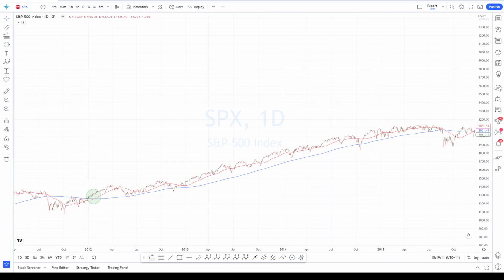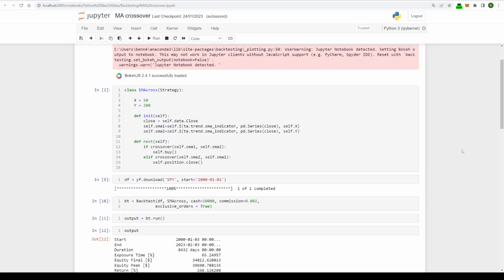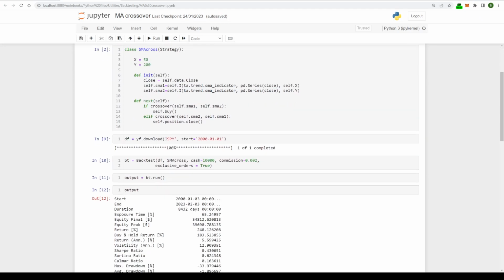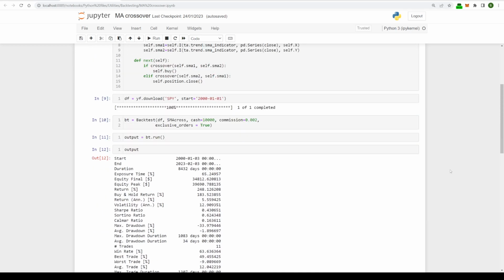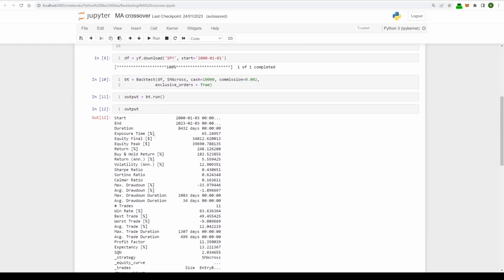In fact, I did a quick Python test just on the SPY, the spider, back to 2000. And when you look at the stats, just doing a golden cross, starting with $10,000, well, what did you do? You ended up with $34,000. So the point is that the return on the golden cross was 248%, and at the same time, the buy and hold return was only 183%.